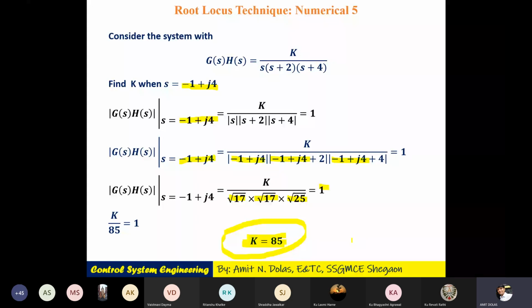K is what? Gain. Gain changes, your root changes. Root means pole position changes. Pole location changes. Of course, if pole location is changed, your gain has to be changed.